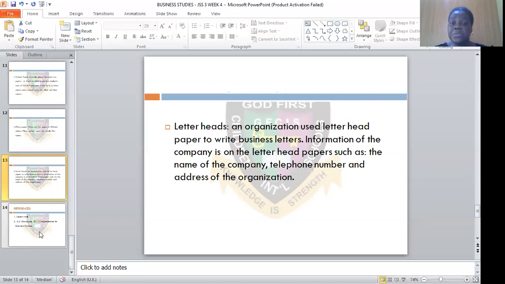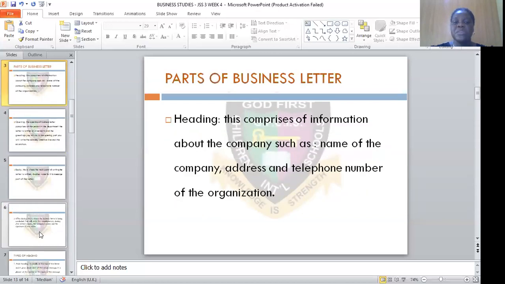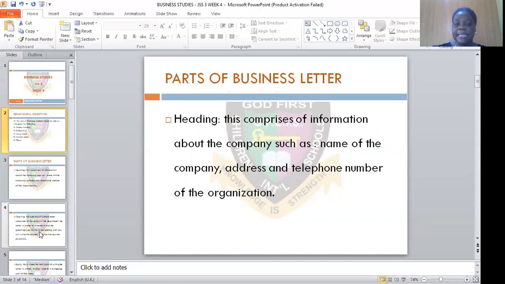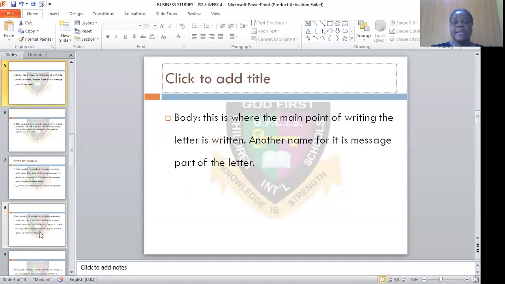We have come to the end of today's lesson, but let's quickly have a recap of what we treated today. We treated the business letter, and under the business letter, we treated the parts of a business letter. The parts include the heading, which comprises the information about the company: the name, the address, and the telephone number of the organization. The opening tells you the company and the department that you are addressing it to, the person in that department, the address, and the attention line. Then the body, which is the main point of writing the letter.